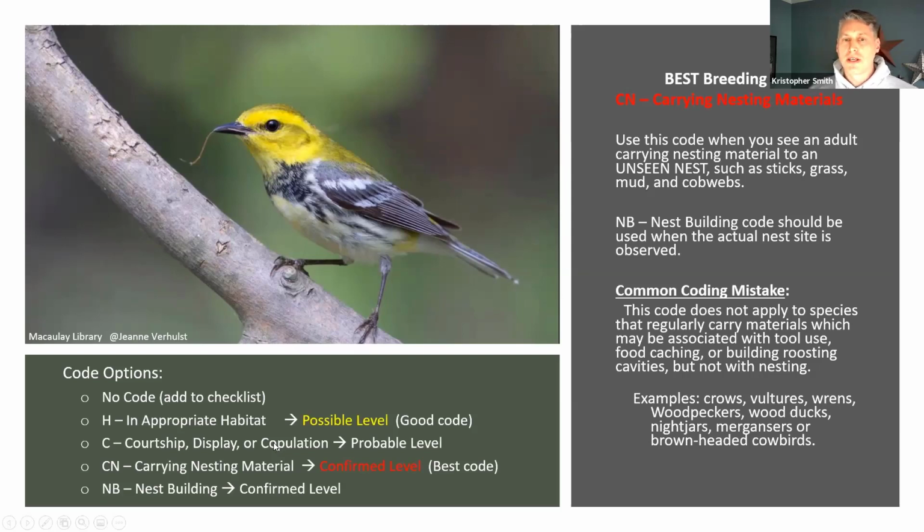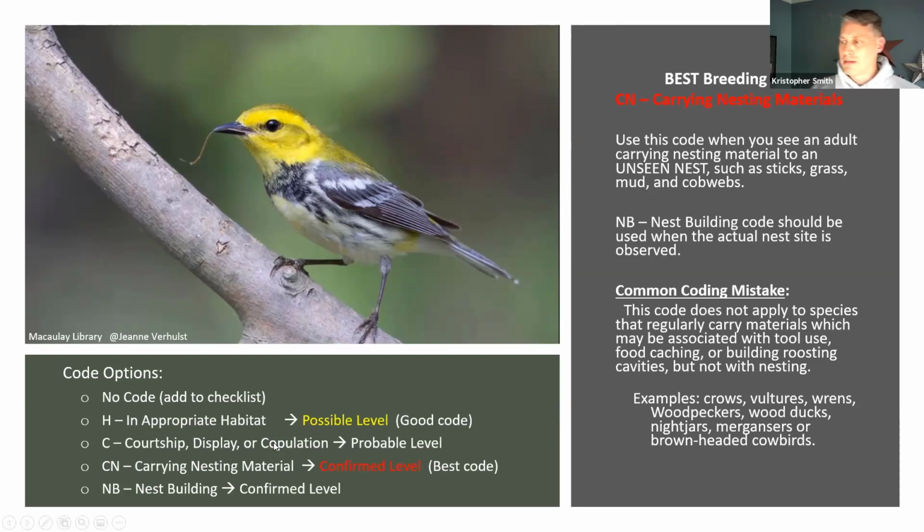Again, this code should be used when you see an adult carrying nesting material to an unseen nest. Those materials can be sticks, grass, mud, cobwebs. All right. NB, which is nest building, should be used when you can actually see them building that nest at the actual nest site. That is when you're going to go ahead and use that NB code.